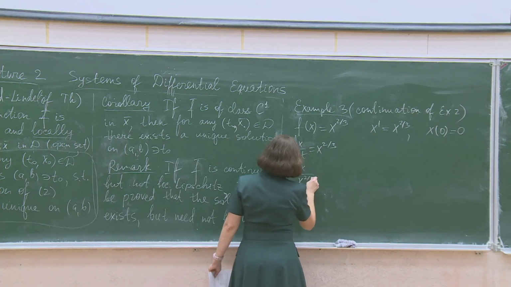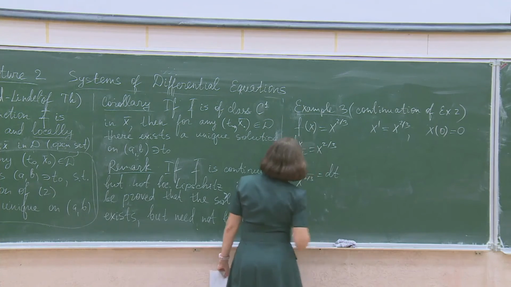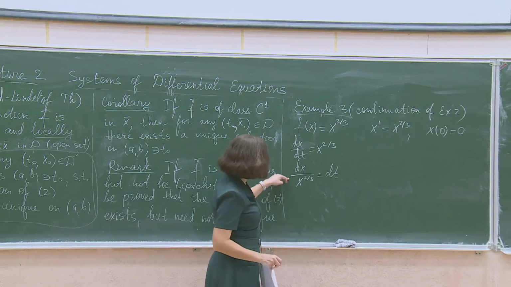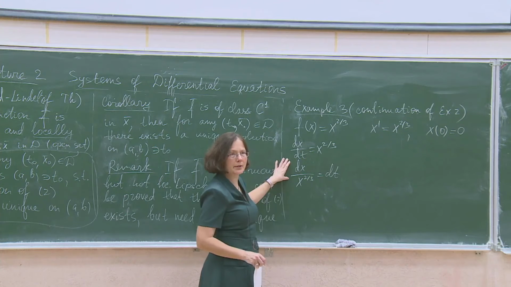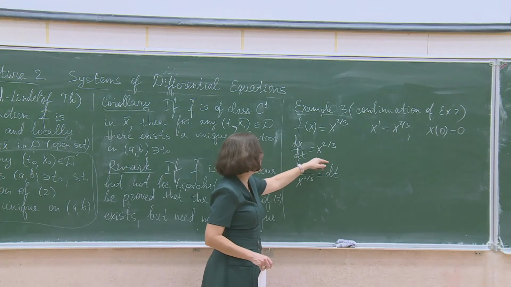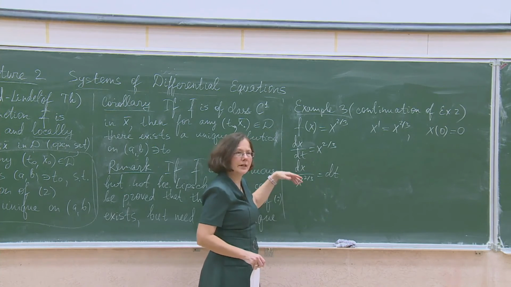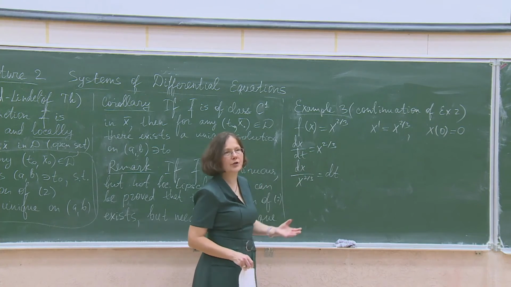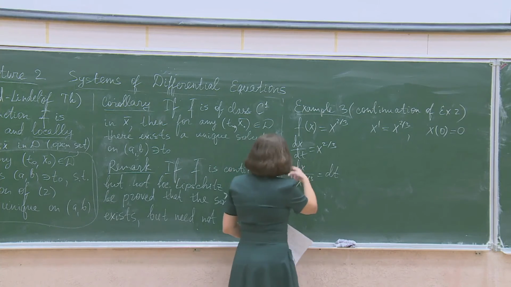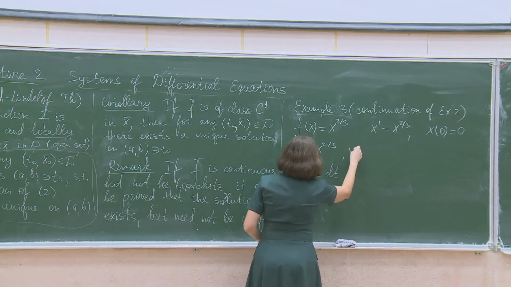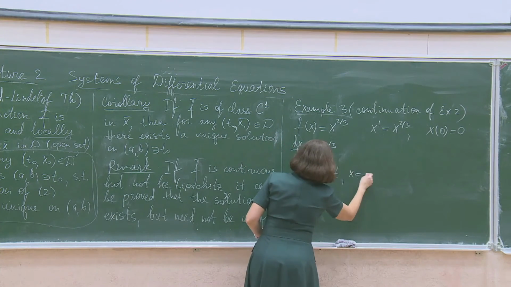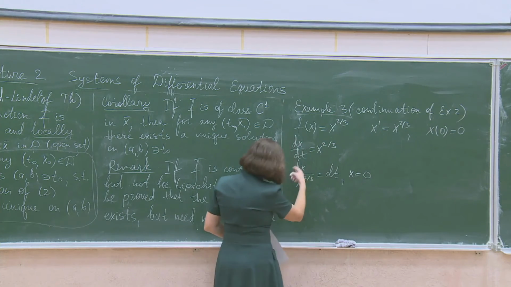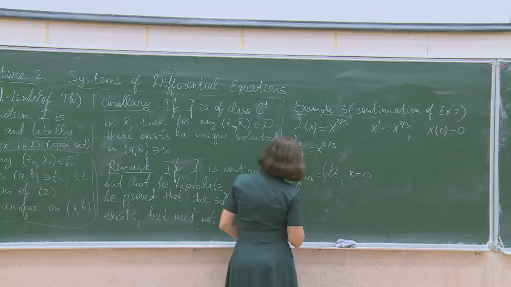x to the power 2/3 equals dt. But we have lost a solution, x equals 0, right? Because we divided by x, we have lost a 0 solution. Well, x equals 0 is a particular solution. Then let's integrate.